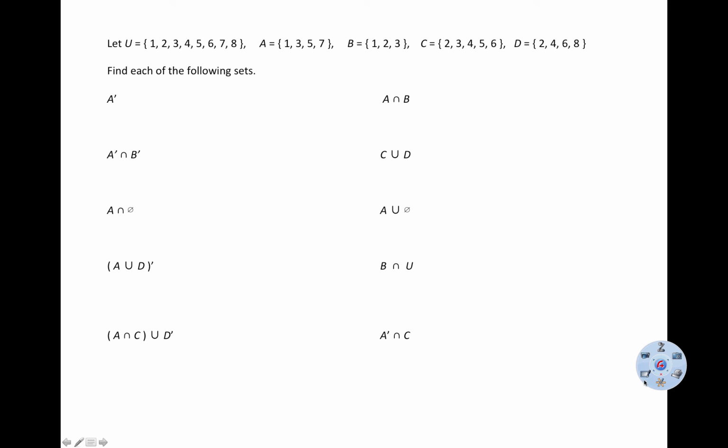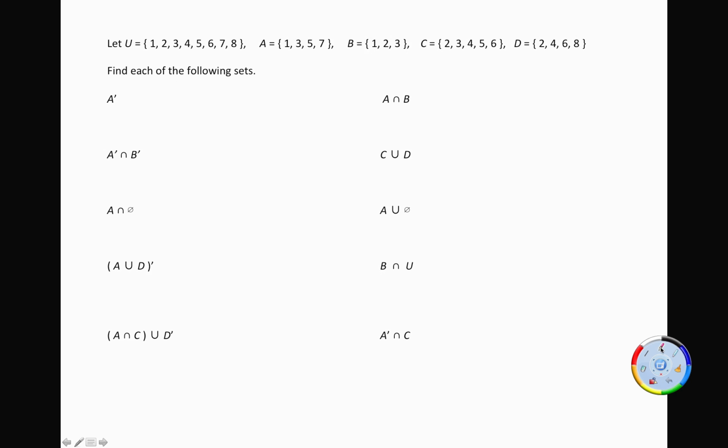Okay, so we're going to find each of the following, given that the universal set is the integers from 1 through 8, or natural numbers if you prefer. Set A is the elements 1, 3, 5, 7. B is the set with elements 1, 2, 3. C is 2, 3, 4, 5, 6. D is 2, 4, 6, 8.